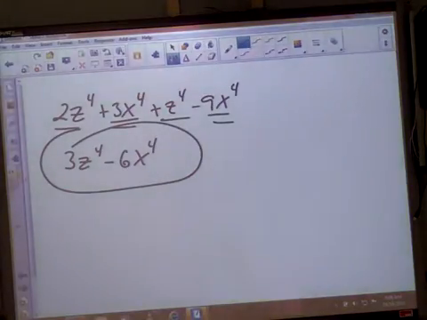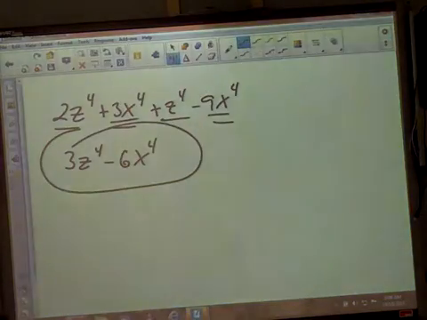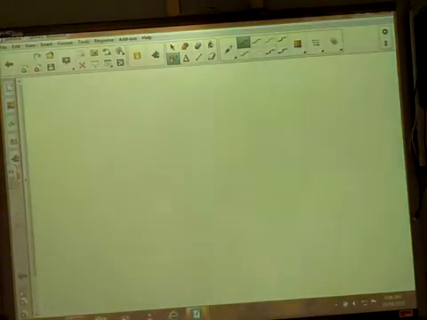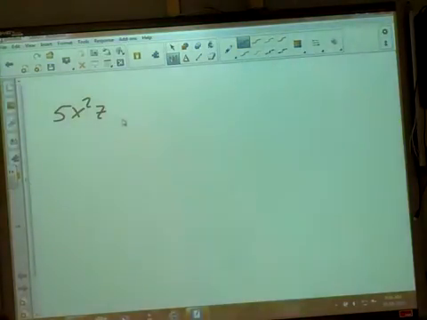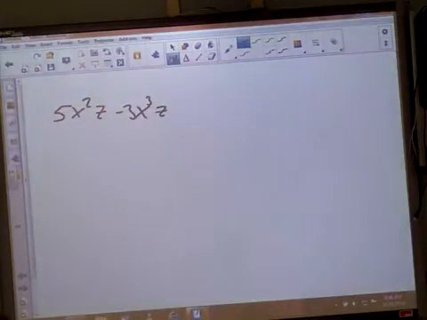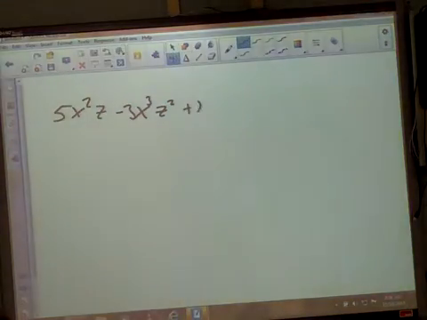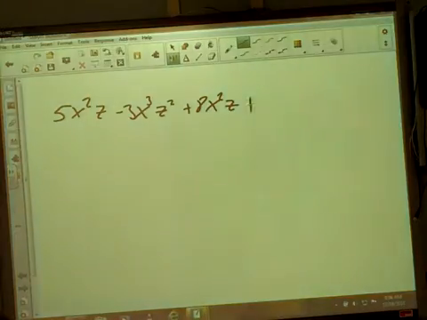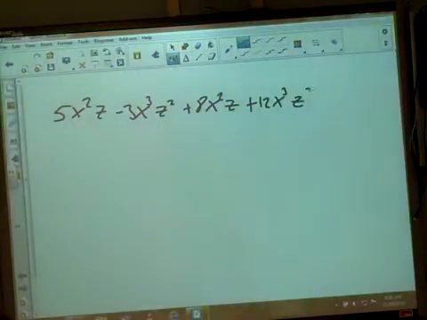Alrighty, let's look at one that's got multiple stuff in it. 5x squared z minus 3x cubed z squared plus 8x squared z plus 12 plus x cubed z squared. And again, the directions say to simplify.